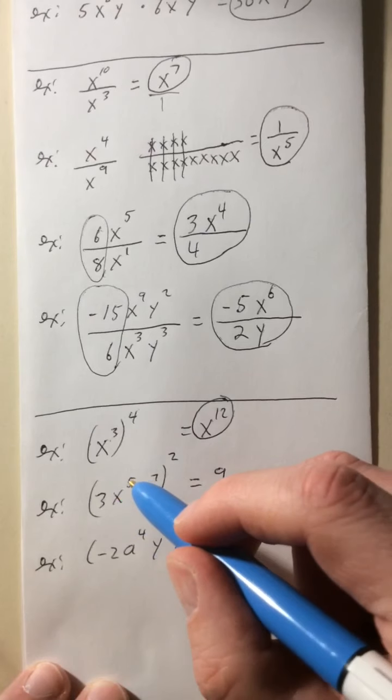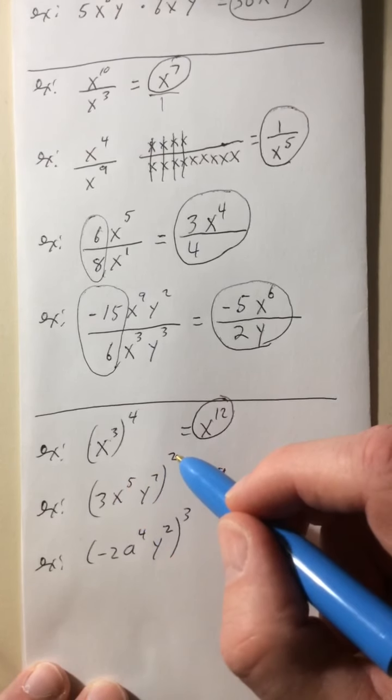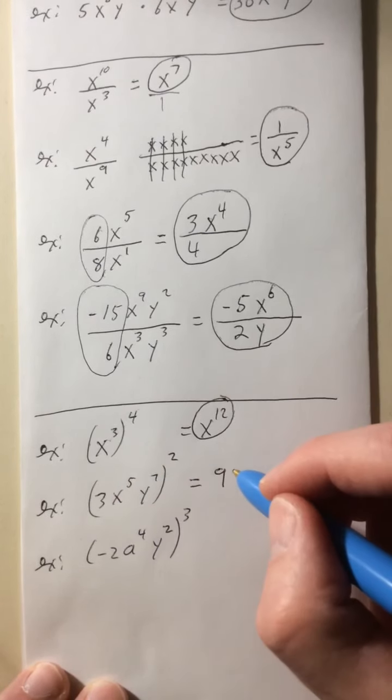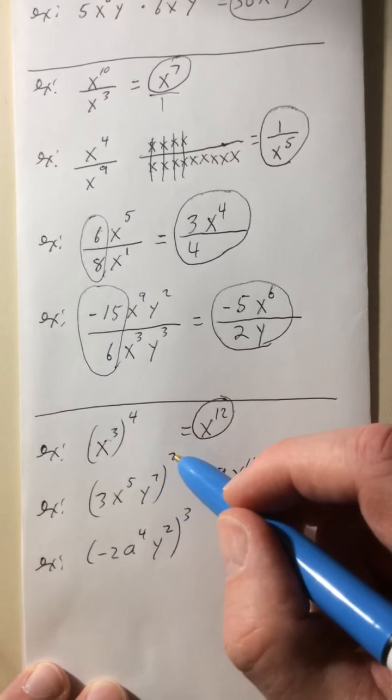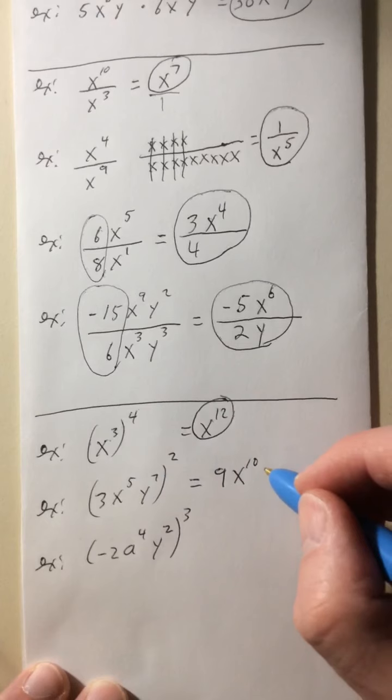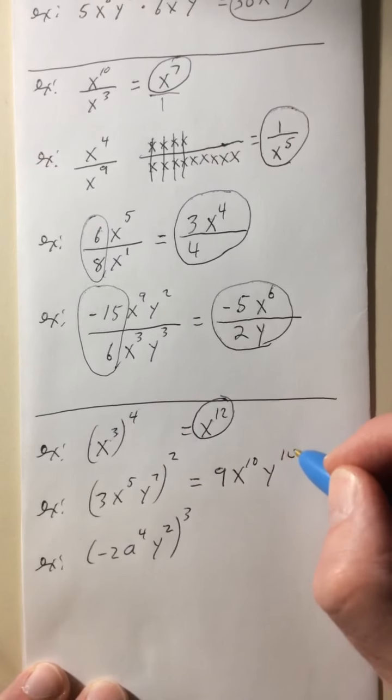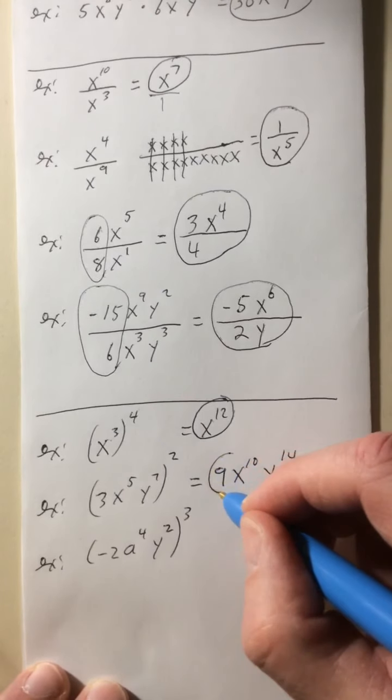And then x to the fifth to the second. Well, power to power means multiply. So 5 times 2 is 10. And y to the seventh to the second. Again, power to power means multiply. 7 times 2 is 14. And we're done.